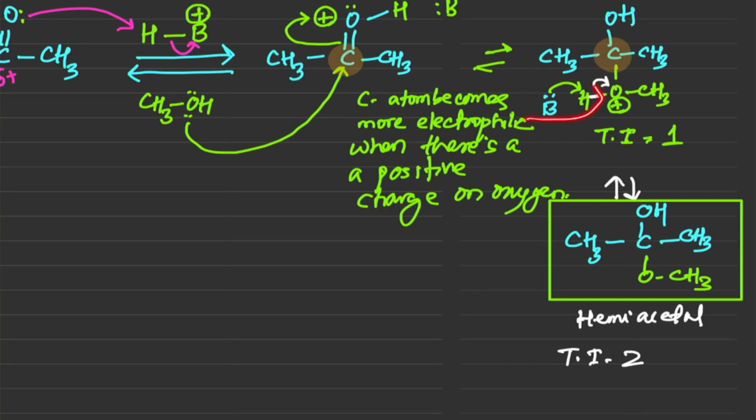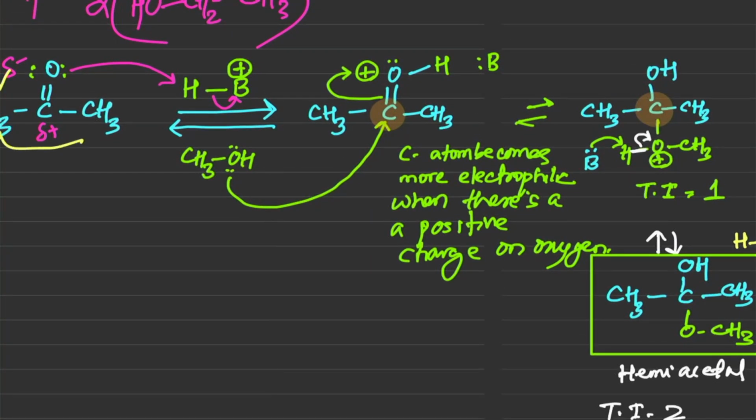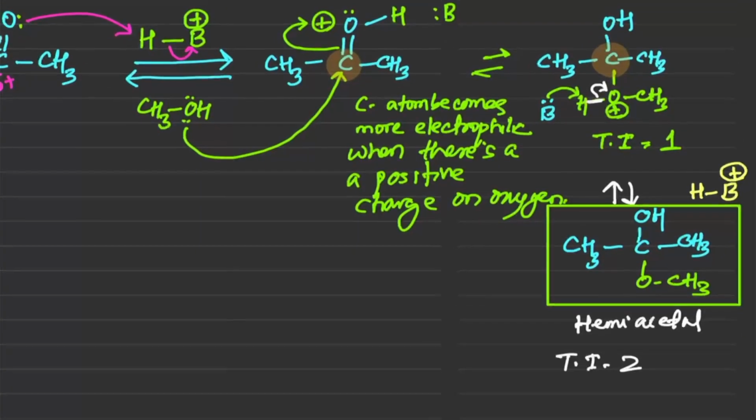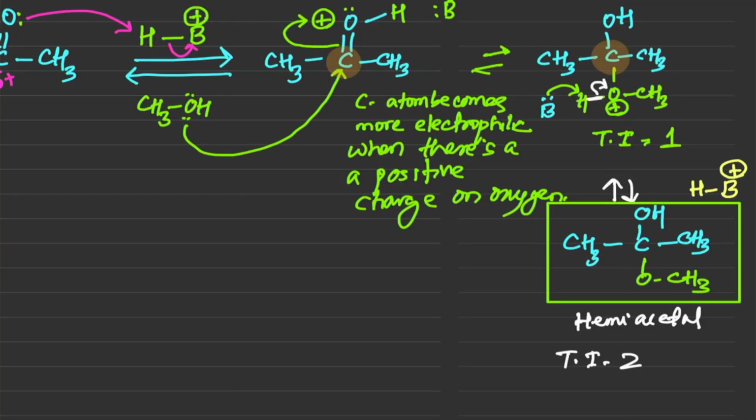So you see the base has abstracted the proton. So obviously you're going to make HB plus, because the base is abstracting the proton. Again, that base stands for anything, right? It could be anything. This could be a base. Like anything that could abstract a proton will abstract it. Okay, let's move forward with these reactions.